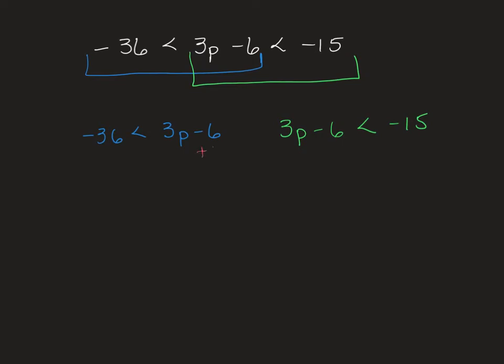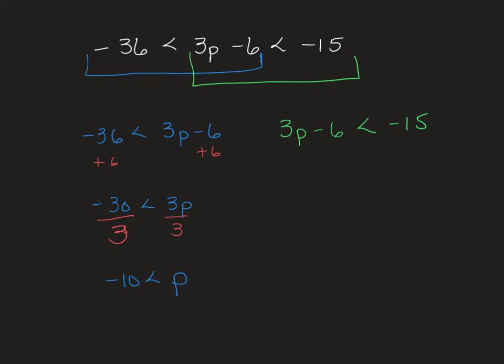So as we solve, I'm going to add 6 to both sides. Negative 30 is less than 3p. We're going to divide by 3. And negative 10 is less than p. Notice how I did not flip my inequality because the number on the bottom, the number I'm dividing by, is not negative.